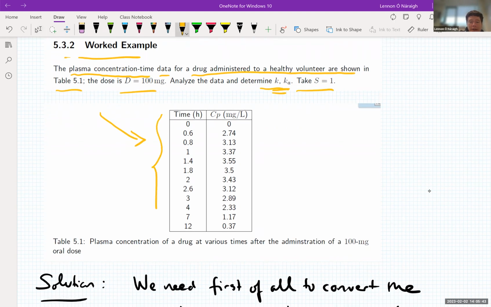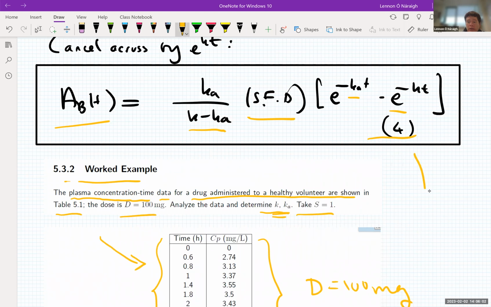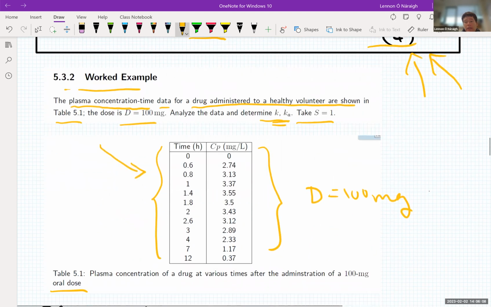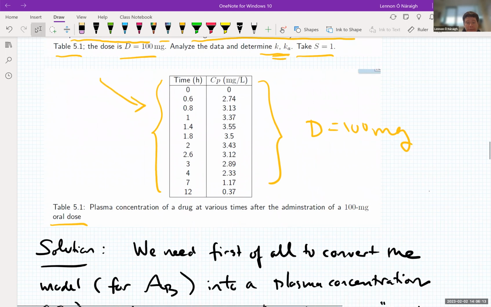So we have the time in hours and the plasma concentration in milligrams per liter, and we're given the initial dose. This is oral administration. So we have our model, equation 4. The model is for AB, the amount of drug in the body, so we need to convert this to a concentration before we can fit the model to the data.